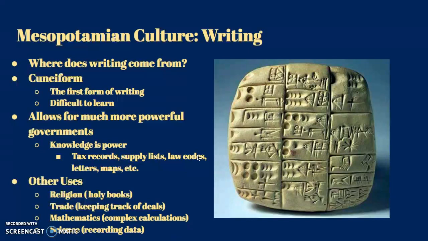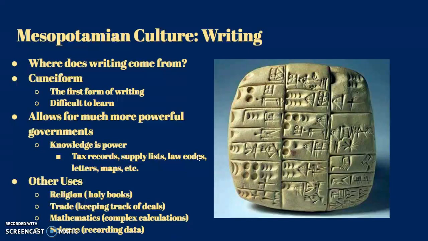And so kings would use writing in order to keep track of what was going on in their kingdom. You could keep track of who had paid you taxes and who hadn't, so who owed you money. You could use it to keep track of how much stuff you had, so you'd know how many soldiers you had and how many swords and how many horses, so that way you could make informed choices about going to war.